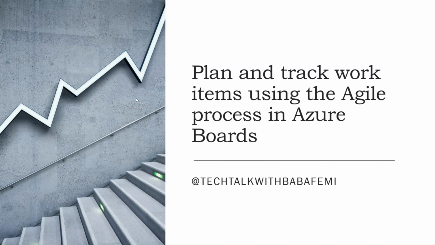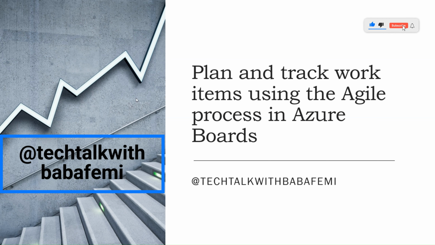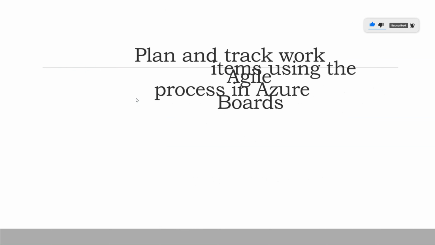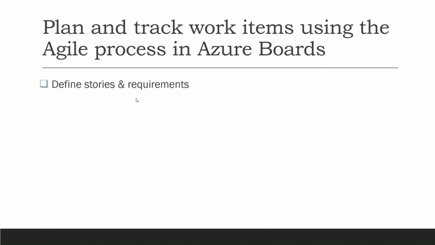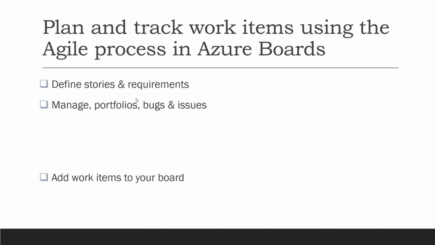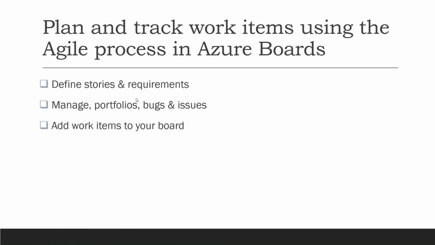In today's video, we'll be taking a look at how you can plan and track work items using the Agile process in Azure Board. We'll start the journey by looking at how you can define user stories and requirements. Then we'll move on to managing portfolios, bugs, and issues. After that, we'll take a look at how you can add work items to your Kanban board. Then we'll look at how you can add details to all these work items you've added to your Kanban board. Then we'll wrap it up with updating your work status.